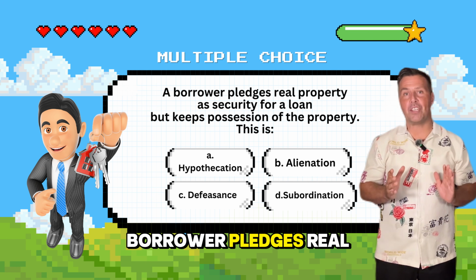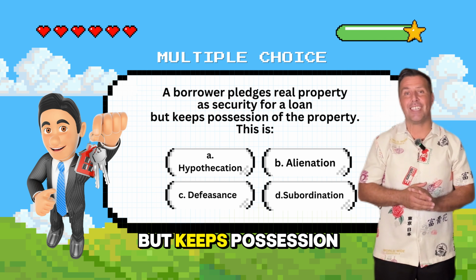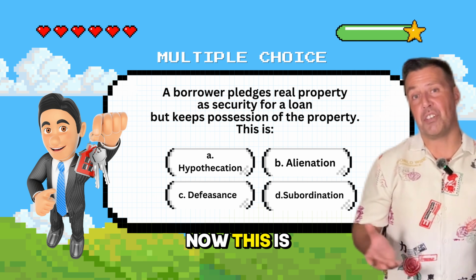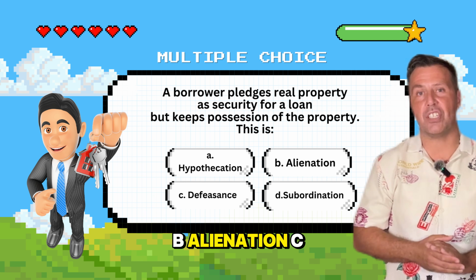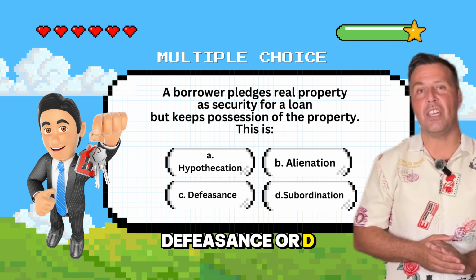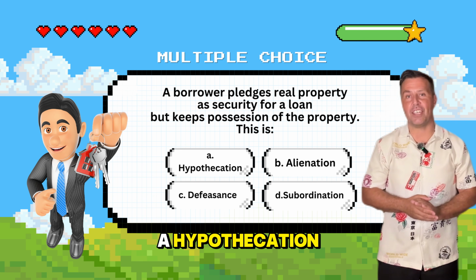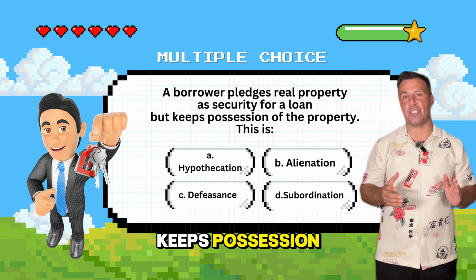A borrower pledges real property as security for a loan, but keeps possession of the property. Now this is A. Hypothecation, B. Alienation, C. Defeasance, or D. Subordination. The answer is A. Hypothecation. The property is collateral, but the borrower keeps possession.